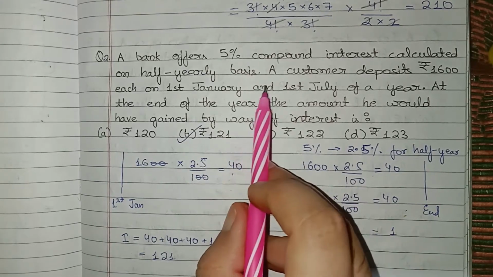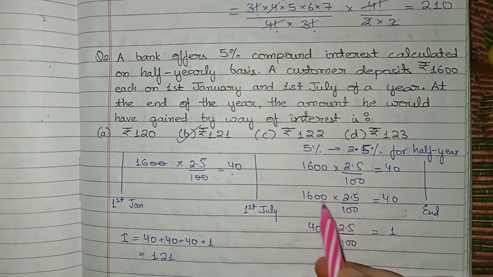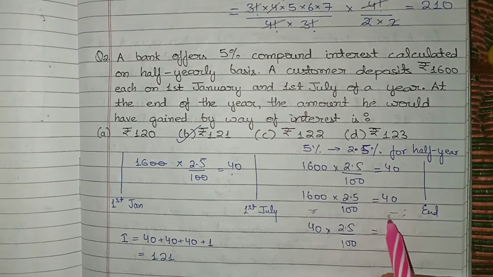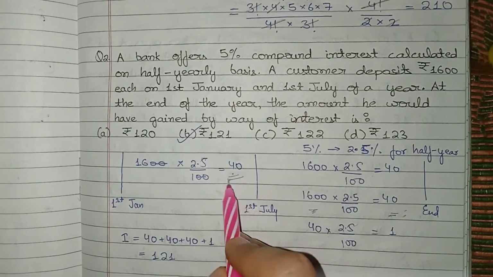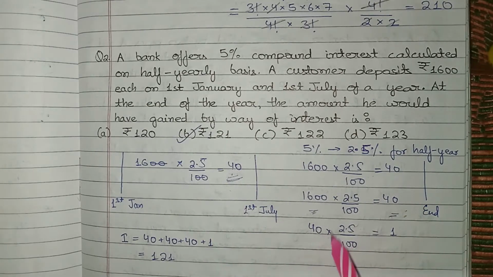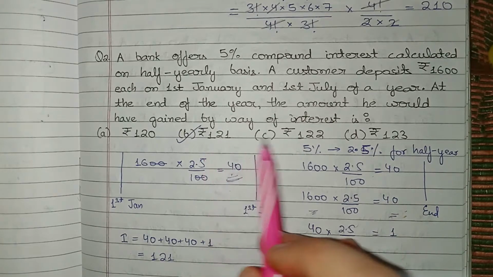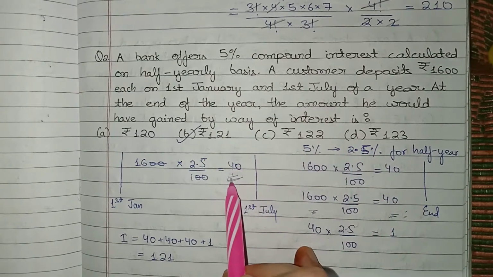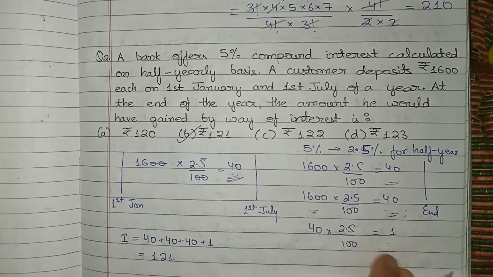Then another 1600 has been deposited on 1st July. The interest for that would also be 40, and then the interest on this interest for the period of 1st July till the end would be 40 into 2.5 upon 100. So the entire money collected by way of interest would be 40 plus 40 plus 40 plus 1, which is 121.